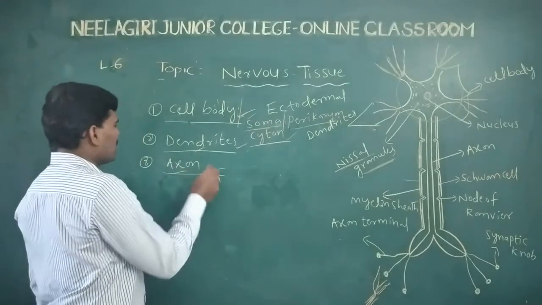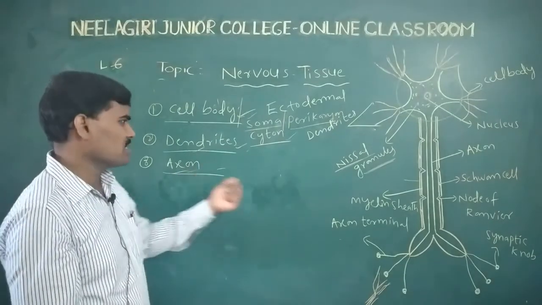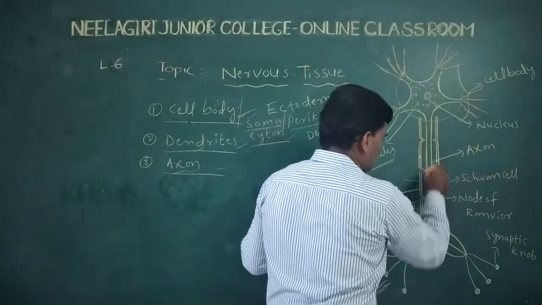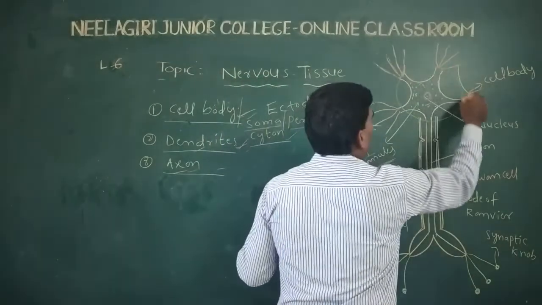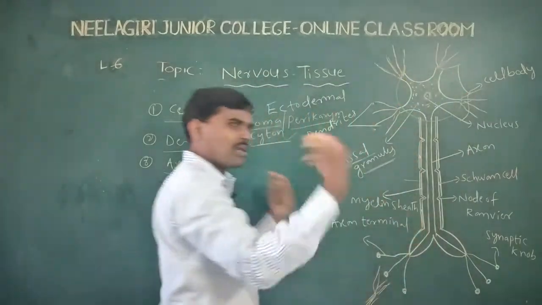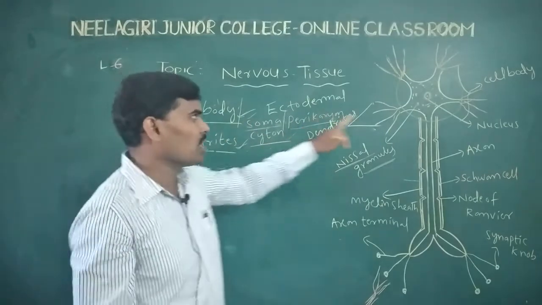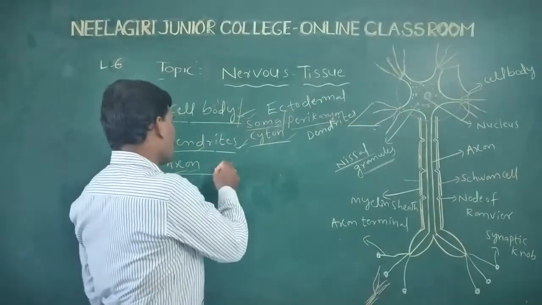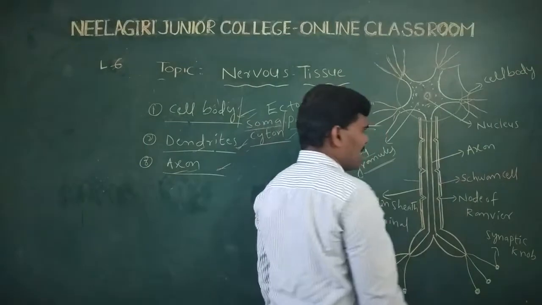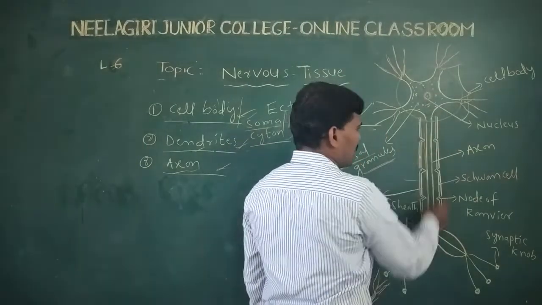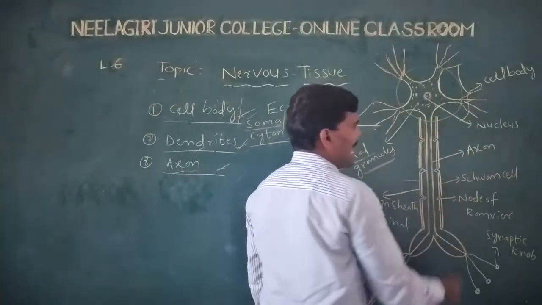Next, the third part is the axon. Let us see the axon. There is only one axon, while one or more dendrites, one, two, three, four or more, can be present, but the cell body is only a single one. The axon is a single, tubular, elongated and cylindrical structure.